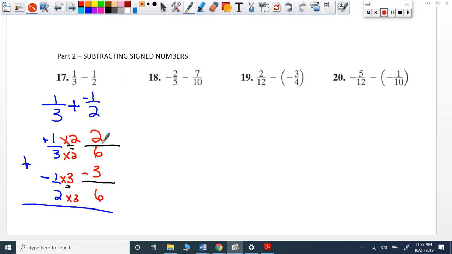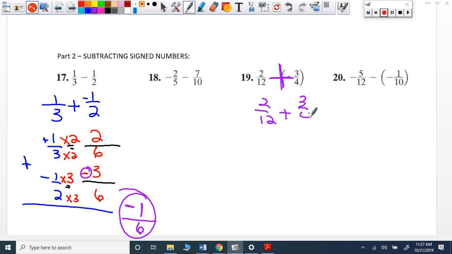What do I do with unlike signs? Do I add or subtract? Add or subtract, Serenity? So 3 minus 2 is 1. The 3 is bigger, so I take his sign, and you always write it over the denominator. Everything we've done the last 2 days, except now we're doing it with fractions. If this was last night, would you have remembered to make that a plus? Back to back, right? It would be 2/12 plus a 3/4. That guy would have been a negative 5/12 plus 1/10.